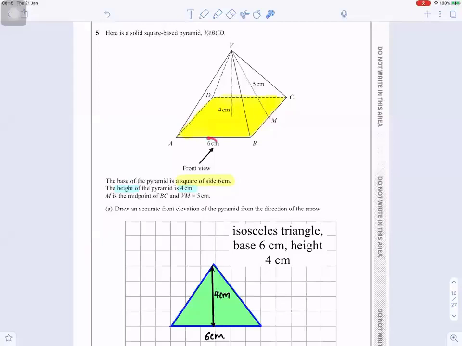From the direction of that arrow, what you can see is a triangle, and it's an isosceles triangle. So if you're standing there, you put your eyes there, what you see is a triangle. And the triangle has a base of 6 centimeters and a height of 4 centimeters. That's what you would see.